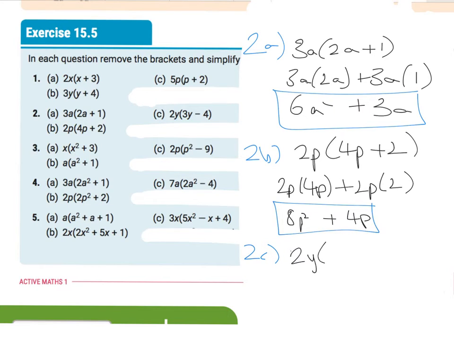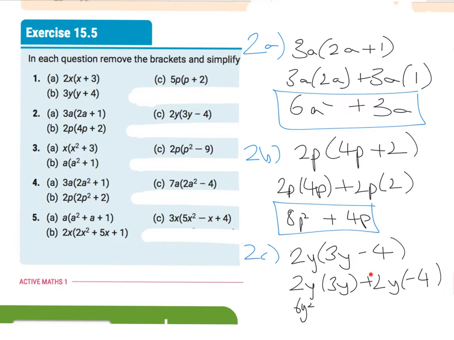we have 2y by 3y minus 4. So we multiply 2y by 3y, and we multiply 2y by minus 4. We end up getting 6y squared and plus 2y minus 4y plus multiplied by a minus is going to give us a minus 8y.